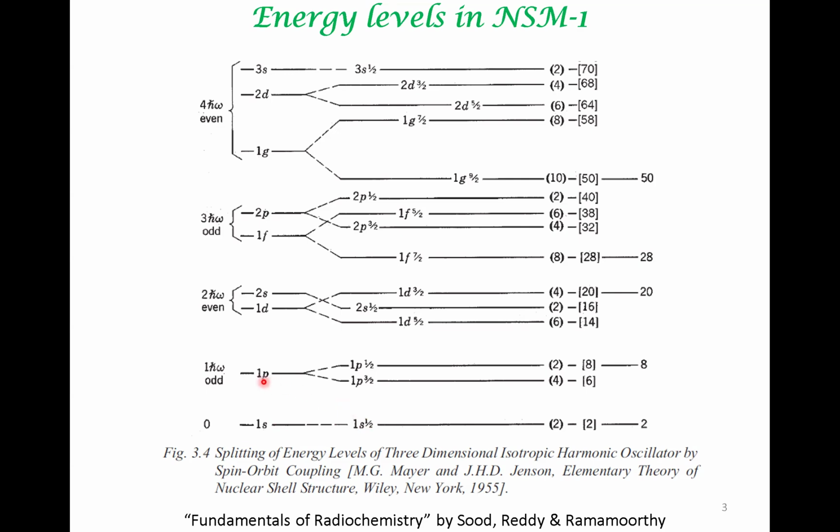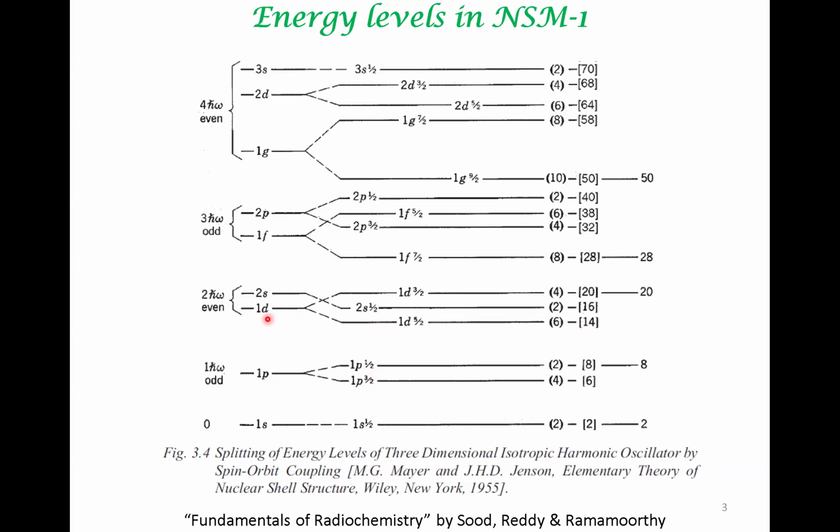Here, the L quantum number is 1 and the S quantum number is half. So you can either have 1 plus half, that is J equal to 3 by 2, or you can have L minus S, so 1 minus half, and J can be half. So L plus S and L minus S give you 2 different levels, and we have looked at the possible occupancy in an earlier lecture.